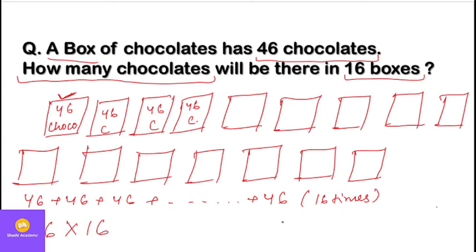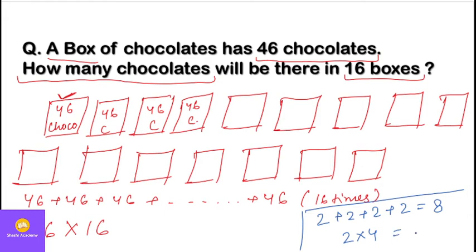If I take a small example, if you don't understand this, I will take a small example in front of you here. If for example I have this number 2, 2 plus 2 plus 2 plus 2, you just add this number, you will get 8. But because it is a repeated addition, the same number is added 4 times, so I can also write it like this, 2 multiplied by 4, which is also again 8.